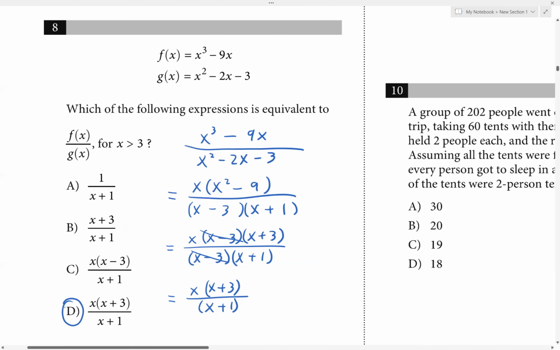Okay, so for a question like this, we can try to factor, and then usually something will cancel, and so we can simplify.